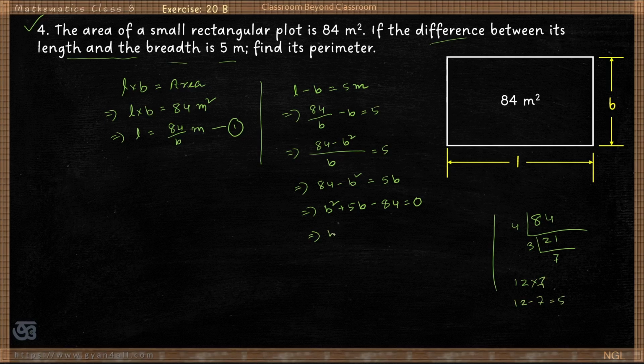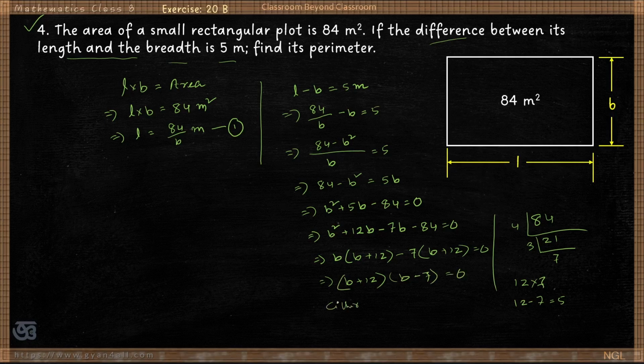So what we do, B square plus 12B minus 7B, so 12 minus 7 remain 5B, minus 84 is equal to 0. So B is common. B plus 12 is common, and B plus 12 is equal to 0. So B plus 12 is common, and then this is B minus 7 is equal to 0.